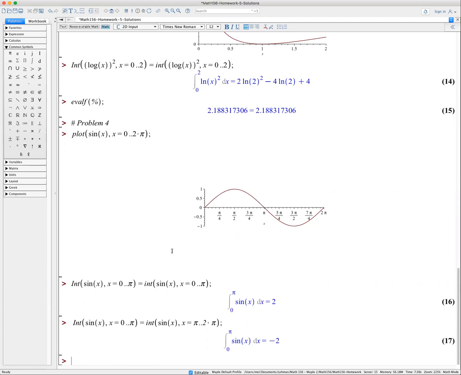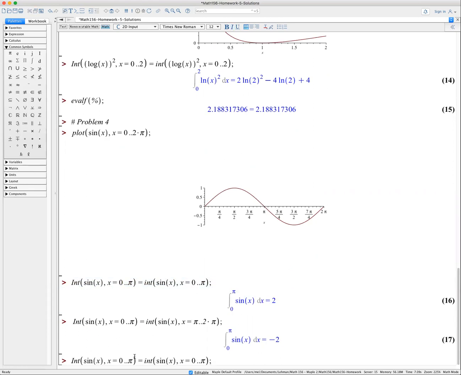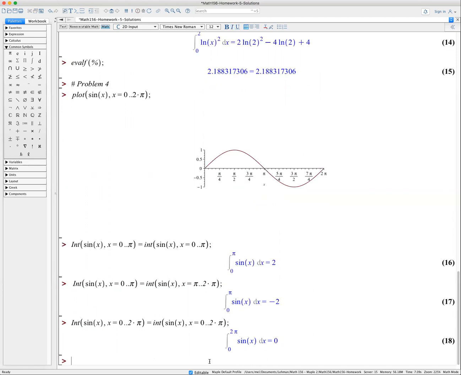And if we take the integral from 0 to 2 pi, we get 0. Because we have the same amount of area above as below the x-axis, and they cancel. So it's not 2 times this, because this is above. 2 times that would be 4, but the area under this curve is this plus this, and they cancel.